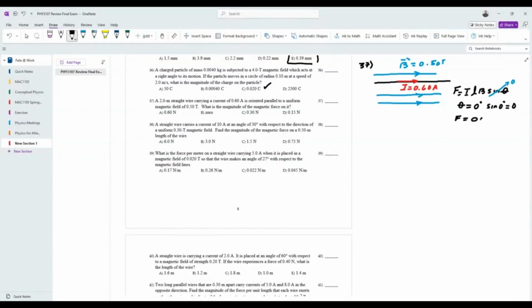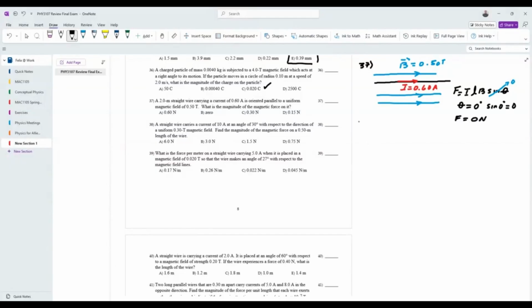So when the current and the field have the same direction, the force there is 0. So the force acting on this wire, as they are parallel, the current and the magnetic field are parallel, would be zero because the angle would be zero.